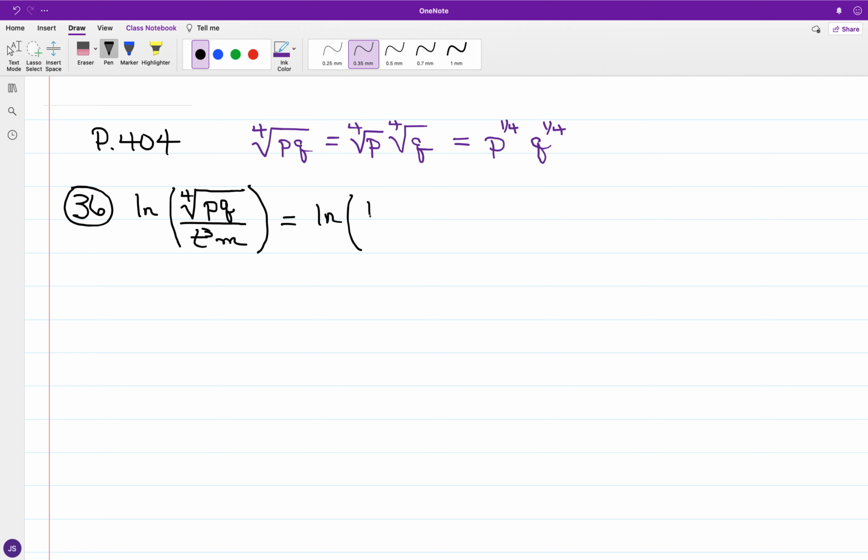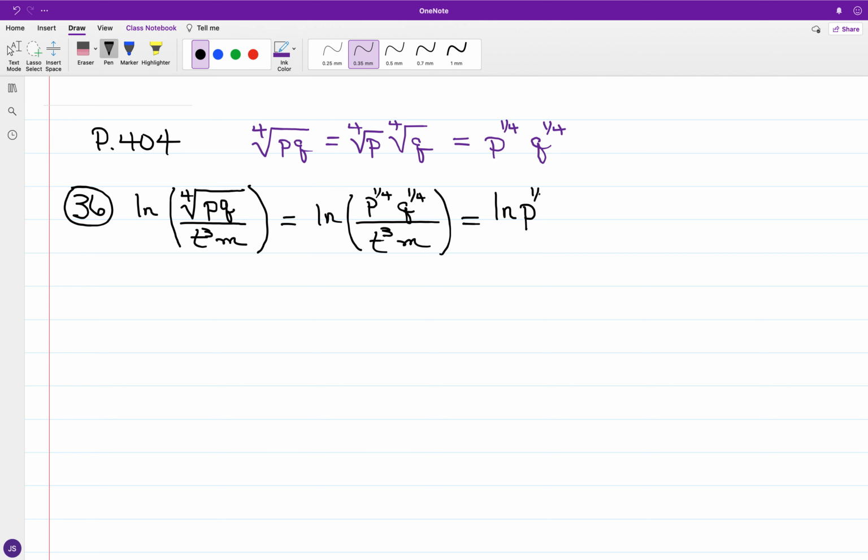So we have the natural logarithm of p to the 1/4 times q to the 1/4, all over t cubed times m. So you've got two factors in the numerator and two in the denominator, so you have multiplication and division going on simultaneously. In expanding now, multiplication implies addition, whereas division implies subtraction. And anything in the numerator will be attached to positive logarithmic terms.